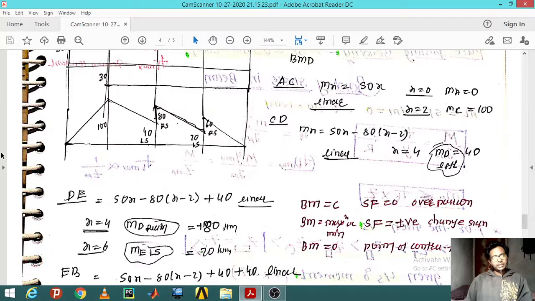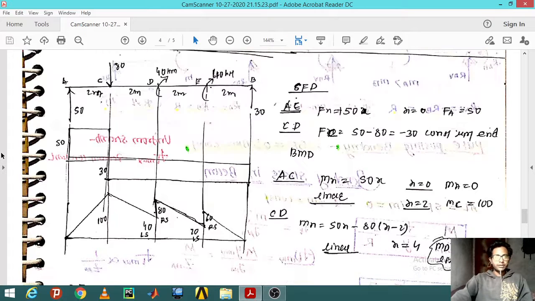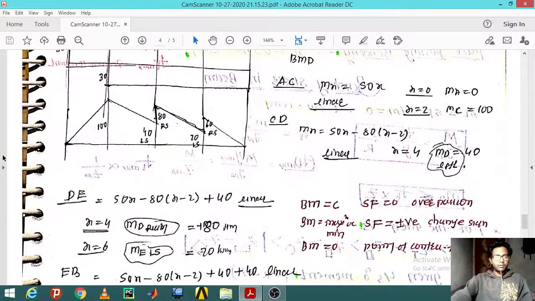Similarly, if you take the value in this equation, it will give the value for the moment at point E, on the left side of that E point. So there you put x equal to 6. It will give 20 kilonewton meter, which is on the left side of that E point.